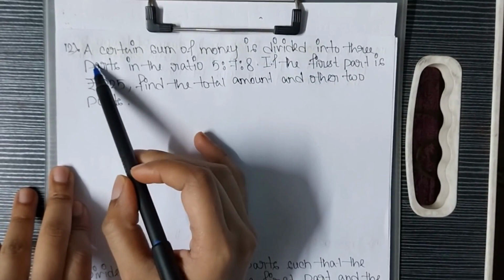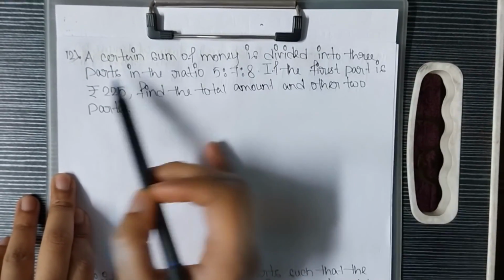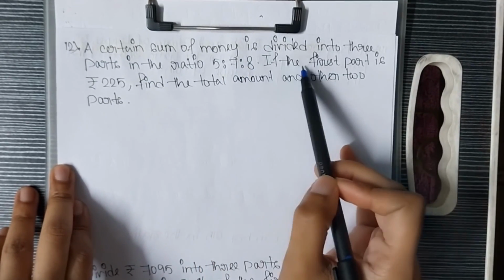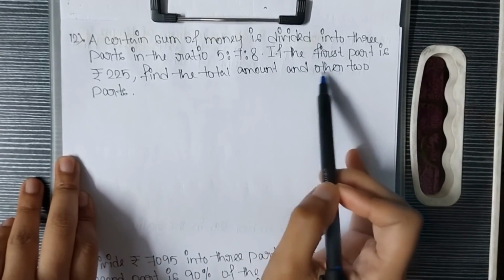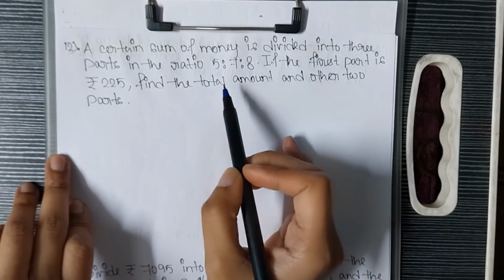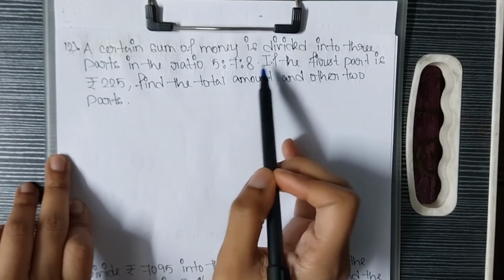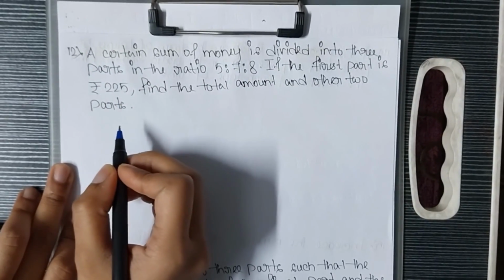The problem is: a certain sum of money is divided into three parts in the ratio 5:7:8. If the first part is rupees 225, find the total amount and the other two parts. So here the ratio is given according to which we have to divide the money. This type of problem we can solve like this.